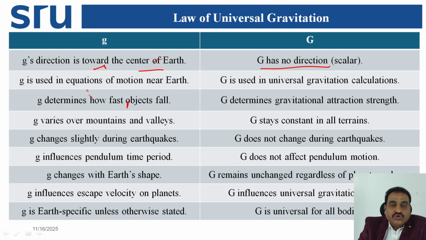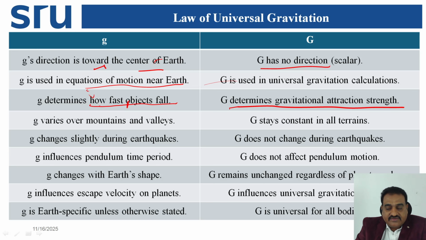Small g is used in equations of motion near Earth. Capital G is used in universal gravitational calculations. Small g determines how fast objects fall. Capital G determines gravitational attraction strength. Small g varies over mountains and valleys. Capital G stays constant at any place. Small g influences the pendulum time period. Capital G does not affect pendulum motion.